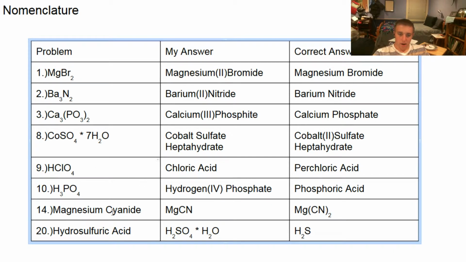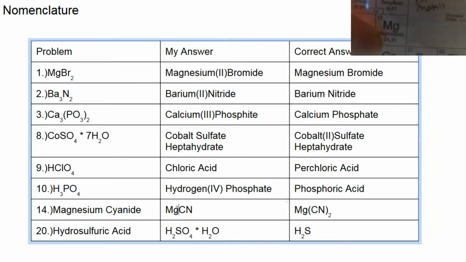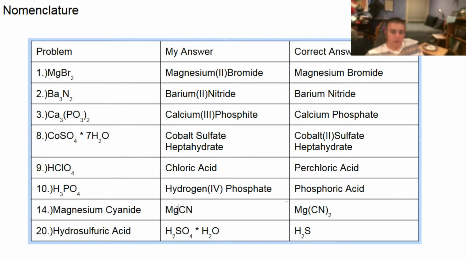So it's an acid. And then magnesium cyanide, I wrote MgCN, but the charge of Mg is actually 2. It's in the second column, so it's +2. So it's Mg, and then it's Mg2.